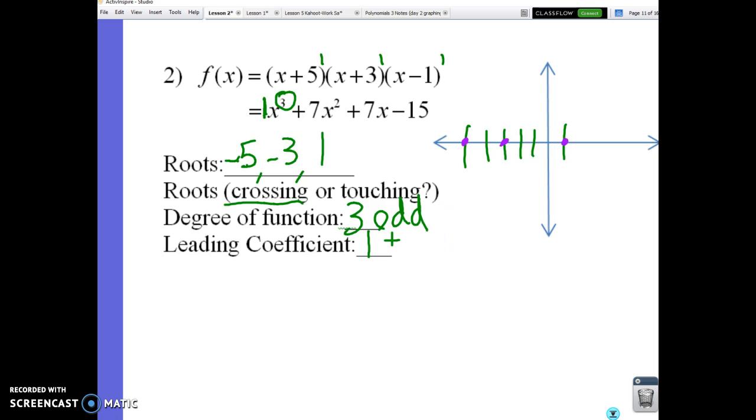Let me do this in a different color. So we start down, it crosses through that one, comes down, crosses through that one, and ends up. So that's what our answer would look like. I'm going to leave it up for about 20 seconds so you can copy it down and get anything that you need to.